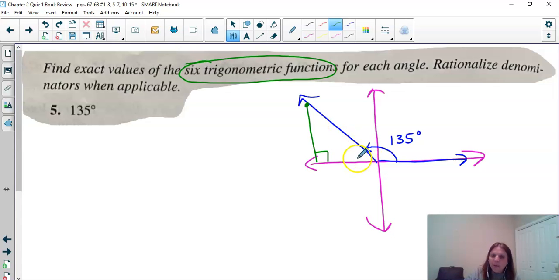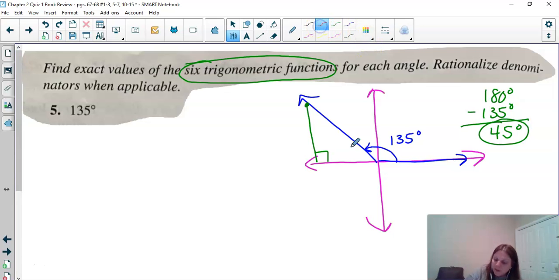So what I need to do is figure out this reference angle, the angle that I'm going to use to calculate. So we used this at the very beginning of this chapter, and what we did was we had to figure out how many degrees would be left from either 180 or 360. In this case, we're just working with the top of the coordinate plane, so 180 degrees minus the 135 degrees is going to give us our angle. So feel free to use a calculator or just subtract it out. And I got 45 degrees. So the angle that I'm going to be working with is a 45 degree angle.